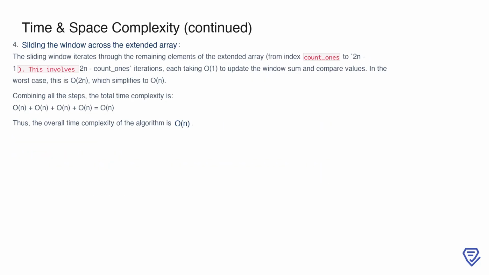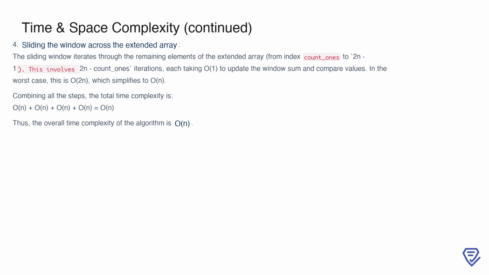The sliding window is then applied to the extended array, iterating through indices from count_1's to 2n-1. During each iteration, we update the window sum and compare values, and since each update takes constant time, the total time for this step is proportional to the number of iterations, which is 2n minus count_1's. In the worst-case scenario, count_1's is small, so this simplifies to 2n, which is equivalent to O(n).